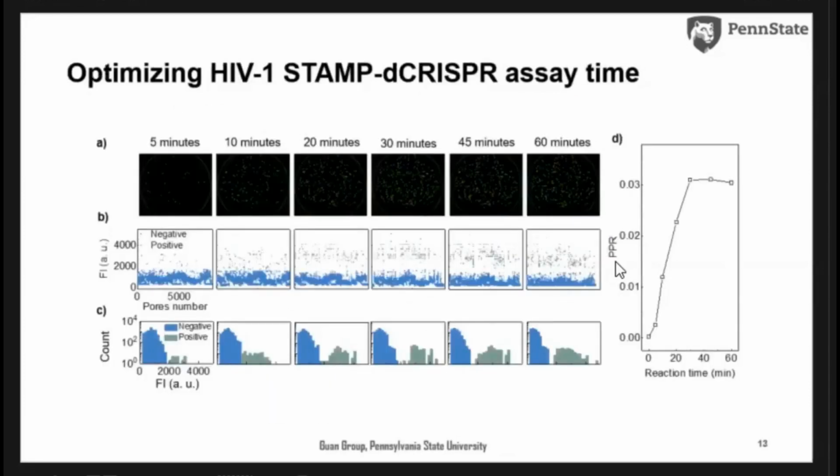In the next step, we studied the effect of the reaction time on the assay performance. We ran the assay at different reaction times, as you can see, based on the fluorescent images and also fluorescent intensity results that we got. As the reaction time increases, we get more positive pores, because the reaction is going to cut more reporters. But to look at it more carefully, we measured the number of positive pores per total number of pores, which we call PPR in short. And we realized that after 30 minutes of reaction, we're not going to get more positive pores. So that's why in our system, we're going to just use a 30 minute reaction.